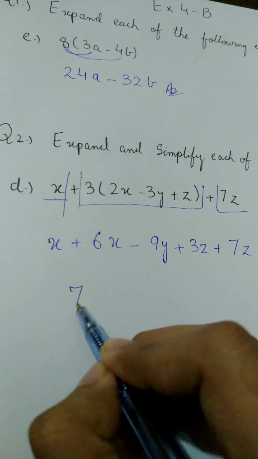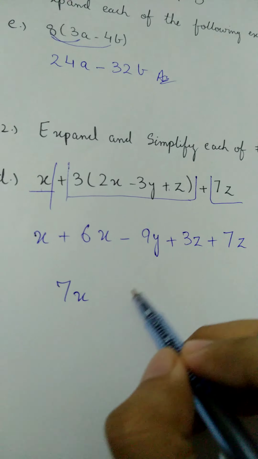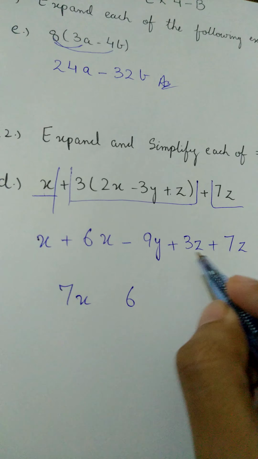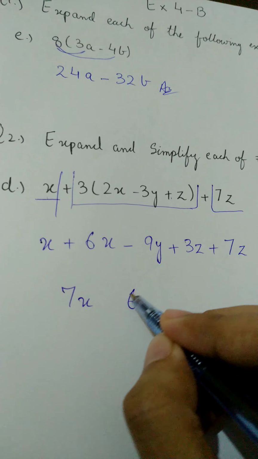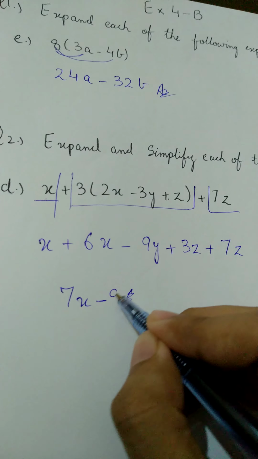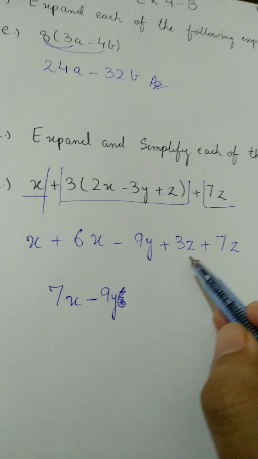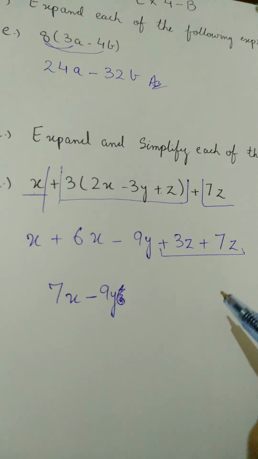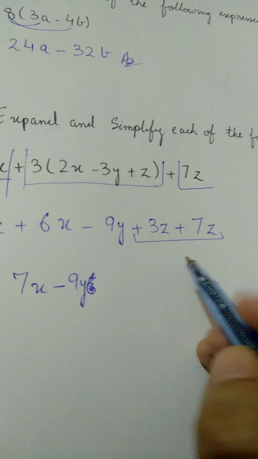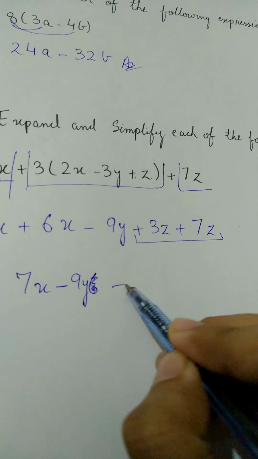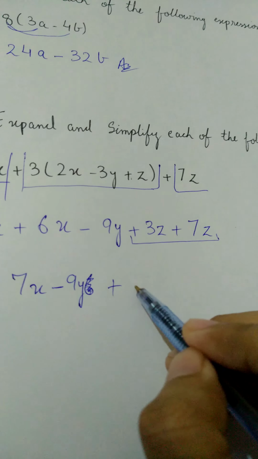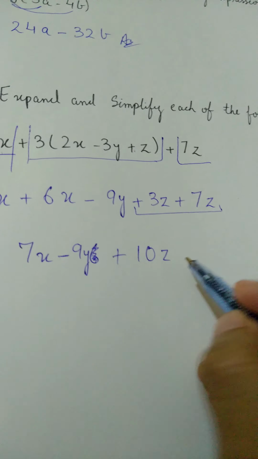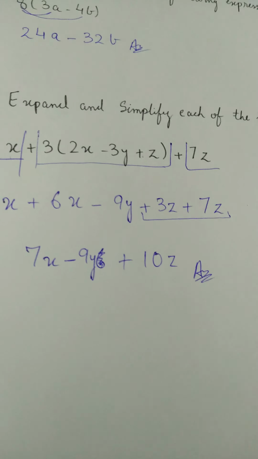x plus 6x would be 7x, minus 9y is alone, minus 9y. Now these values will be solved together. 3z plus 7z, so 3 plus 7 is 10, and z, so 7x minus 9y plus 10z. This is our answer.